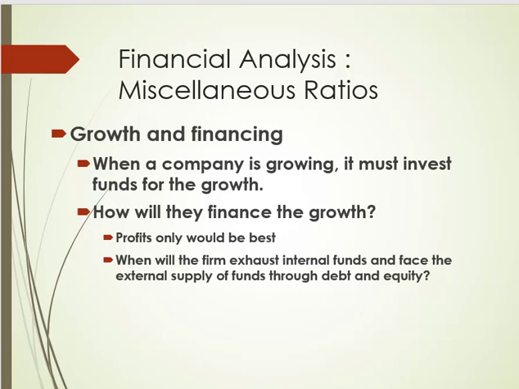In this video, I want to talk about some miscellaneous ratios. Essentially, what we're going to look at is capacity and financing, and how this all fits together. If you think about growth and financing, when a company is growing, it has to invest for that growth. Where does that money come from? How are they going to finance this growth?